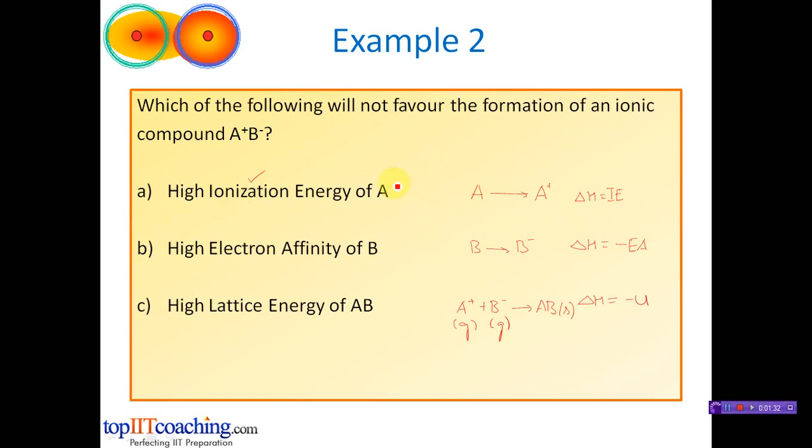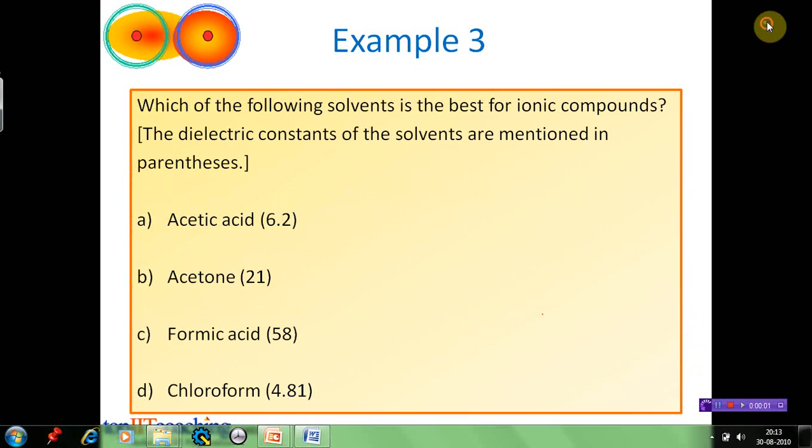So ionization energy is the energy which is to be supplied among these three. In case ionization energy is very high, then the energy barrier posed may be so high that it may not be overcome by the sum of the energy released in the other intermediate steps. In that case, ionic compound AB may not be formed. So our answer will be A, that is high ionization energy of A.